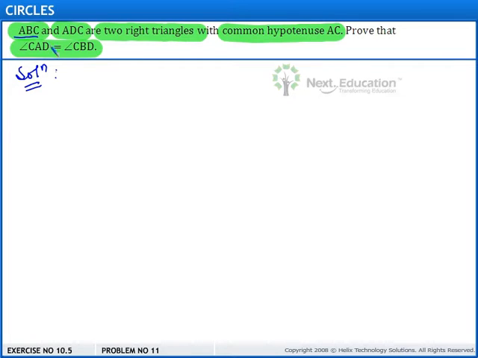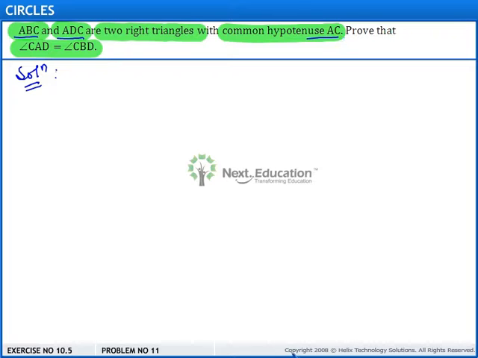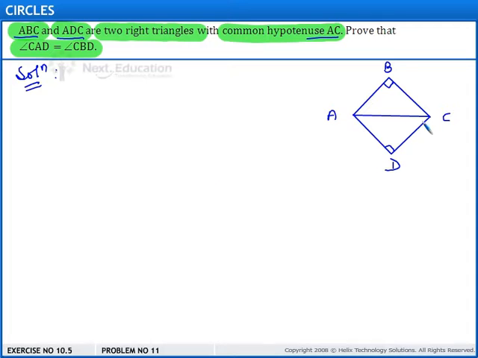And first let us draw two right triangles ABC and ADC on the common hypotenuse AC. So let ABC and ADC be the two right triangles at B and D, and they have the common hypotenuse AC. We have to prove that angle CAD, that is this angle, is equal to angle CBD.